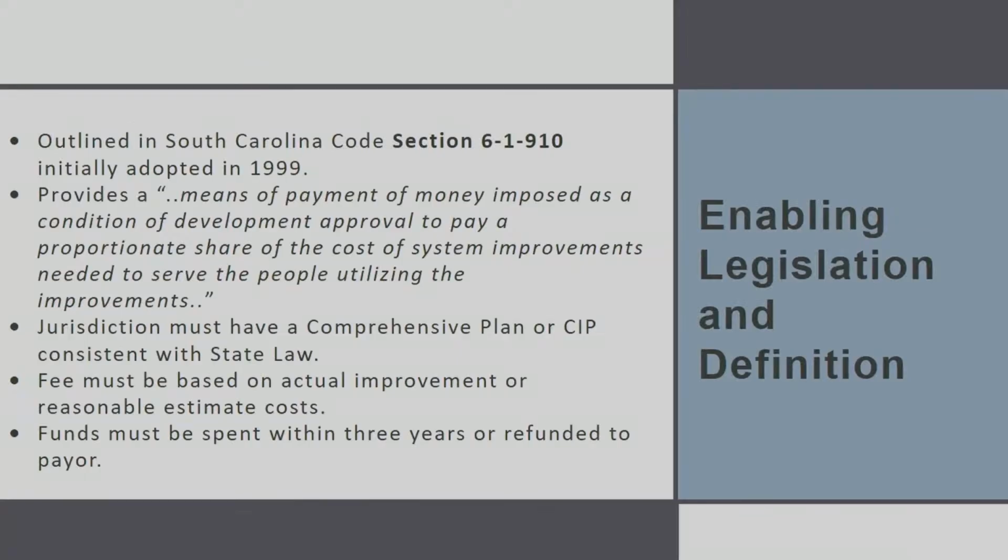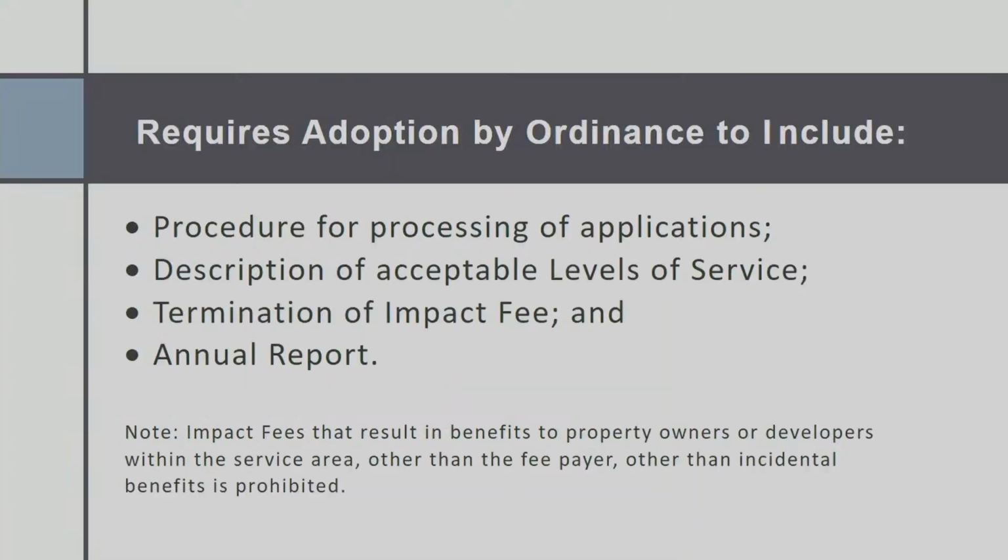So first of all, a development impact fee, the purpose of it is it's a means of payment of money imposed as a condition of development approval to pay a proportionate share of the cost of system improvements needed to serve the public utilizing the improvements. The jurisdiction that adopts a development impact fee must have a comprehensive plan or a CIP. And in fact, the CIP, a capital improvement plan, is required. The fee that's received from the payor is based on actual improvement or reasonable estimate of costs, and the funds must be spent within 3 years or refunded back to the payor.